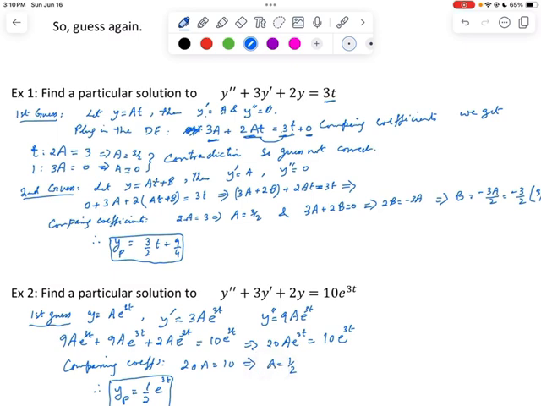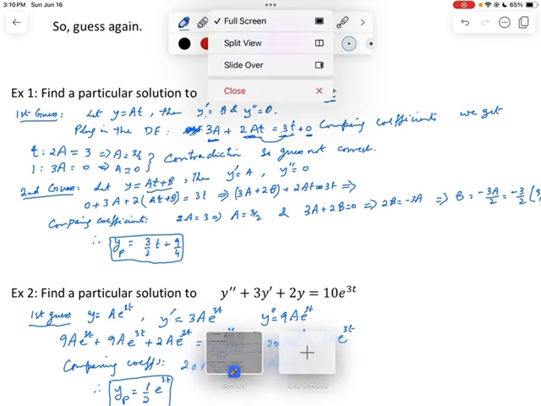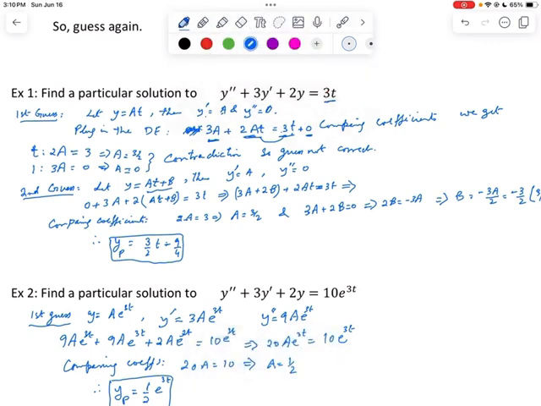This time we try at plus b. This is a linear polynomial. In the beginning, the function f of t was just 3t, which is a linear polynomial. So when we guess, remember, whatever the degree is, we have to take the whole polynomial, not just that term. So let us try y is equal to at plus b. Then y prime is equal to a, and y double prime is equal to 0.